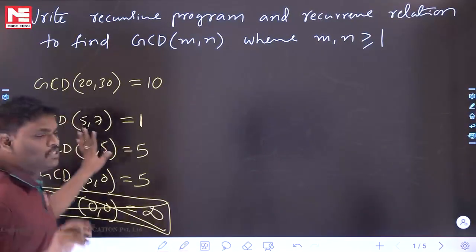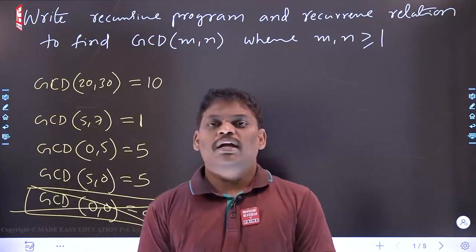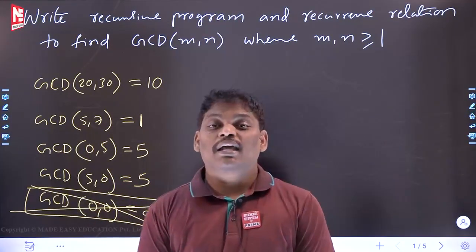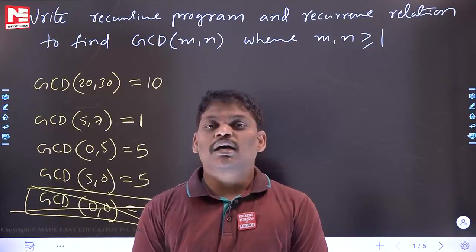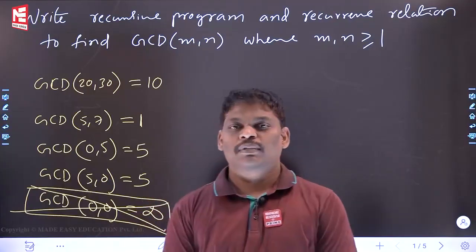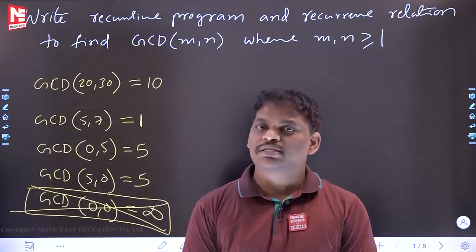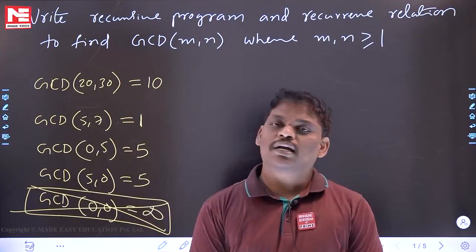I think this is the GCD. A little bit rough diagram I explained. Now can you help me with one small line? What is the GCD of m comma n if m is 0? If m is 0, the answer is n. If n is 0, the answer is m. If both are 0, GCD is not defined.